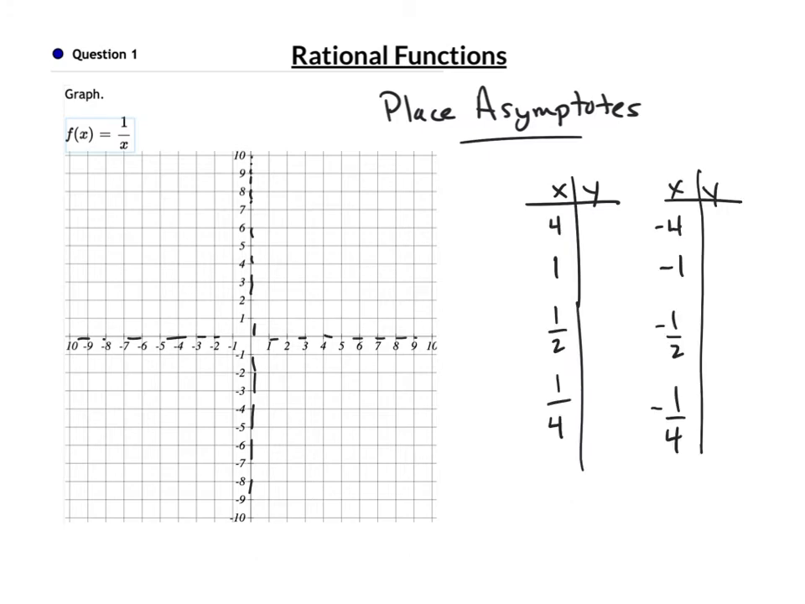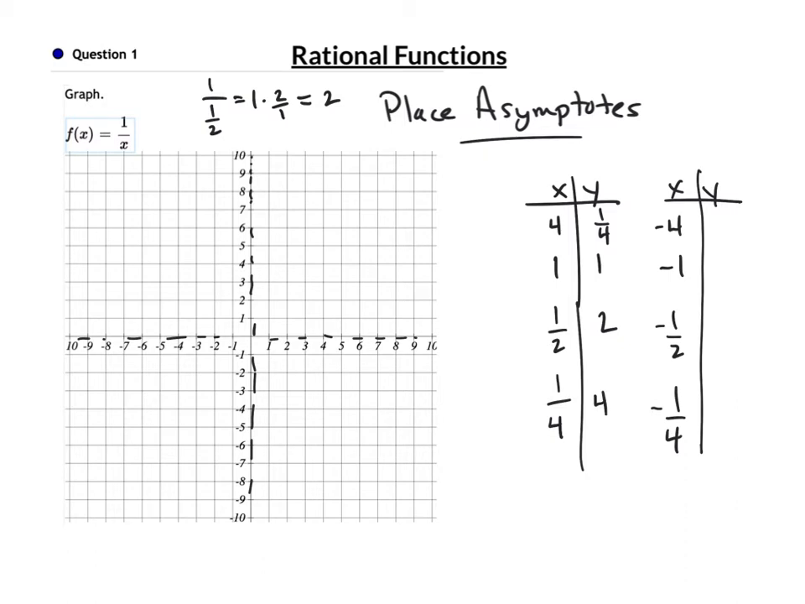Take a look at the tables I just put together here. Notice that when I plug in 4, y would be 1 over 4, 1/4. When I plug in 1, y is 1 over 1, that's 1. When I plug in 1/2, 1 over 1/2, you multiply by the reciprocal, it's 1 times 2 over 1, which is 2. And when you plug in 1/4, you end up flipping the 1/4, and it ends up being 4.